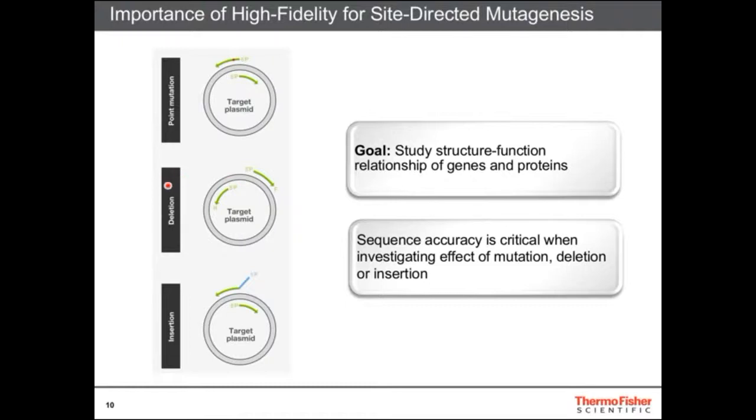Another experiment might be to do a deletion. Maybe there's a region of DNA that you would like to exclude from your target plasmid. So you'll actually design primers that will delete the desired sequence that you want to remove. Again, do PCR, ligate, and clone.